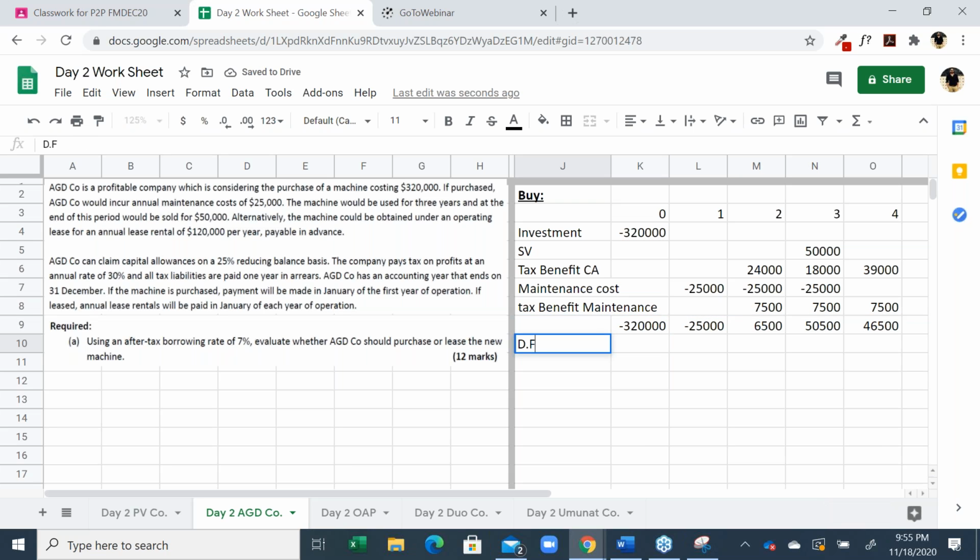And then we should take discount factor at the rate of 7%, but the borrowing rate is 7% and we should make it after tax. But since it's already after tax, we don't need to do anything. But remember, it should always be after tax if we have considered tax benefits. If we have considered tax benefits, then the borrowing rate should always be after tax, which is after tax in this case as well, so we don't need to change.